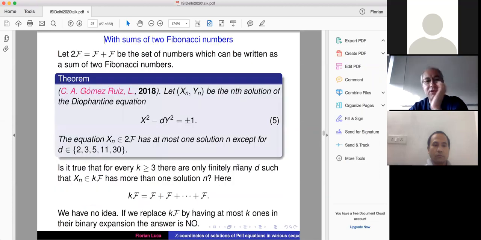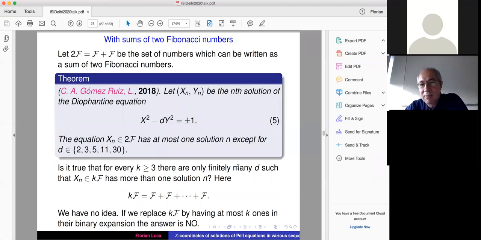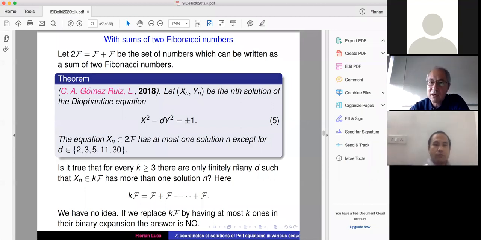Let's see how useful it was. For example, it worked with a set of numbers which can be written as a sum of two Fibonacci numbers. So instead of just working with the set of Fibonacci numbers, look at the set of numbers which are sums of two Fibonacci numbers. These ones are a bit bigger. Then this equation has at most one solution. For every d, there's at most one x participating in the Pell equation, x squared minus d y squared equal to plus or minus 1, which is a sum of two Fibonacci numbers, except for d equal to 2, 3, 5, 11, and 30. Is it true that we can extend this one?